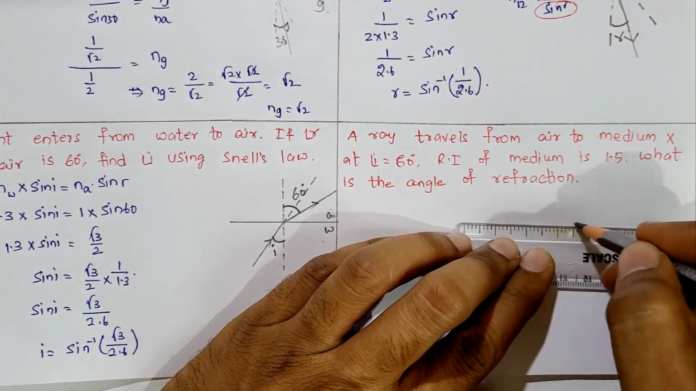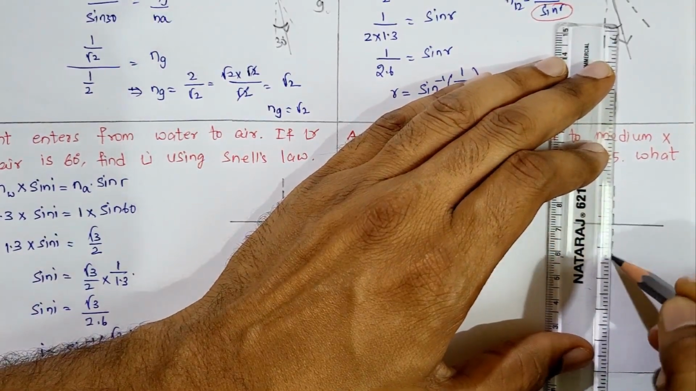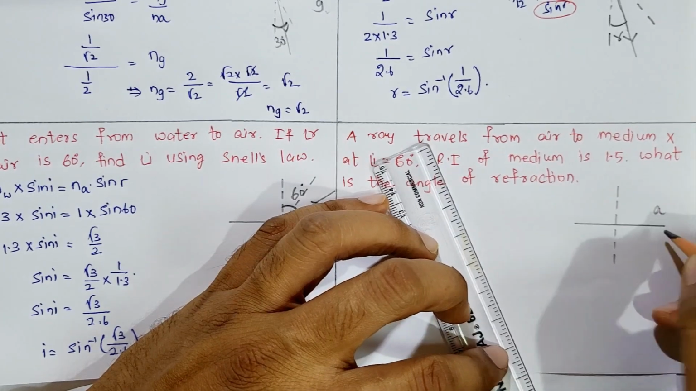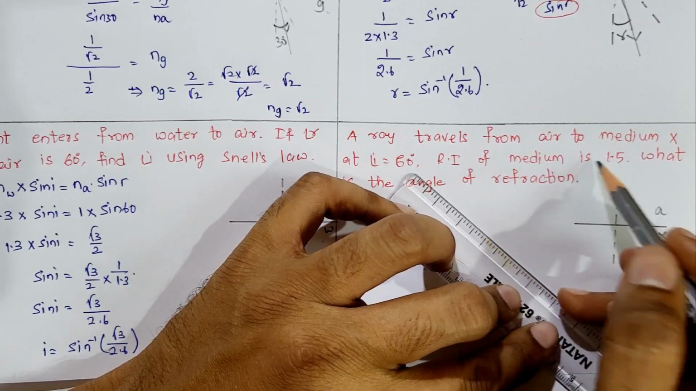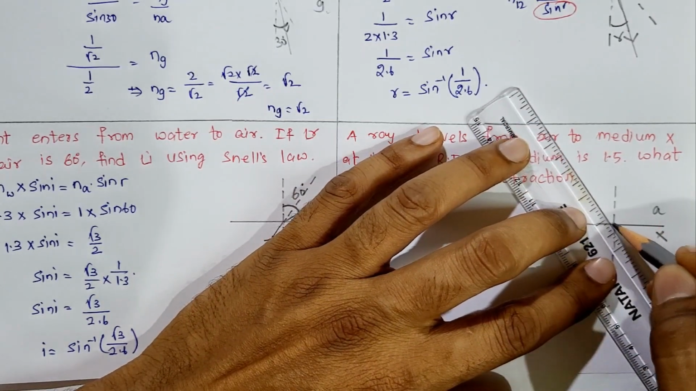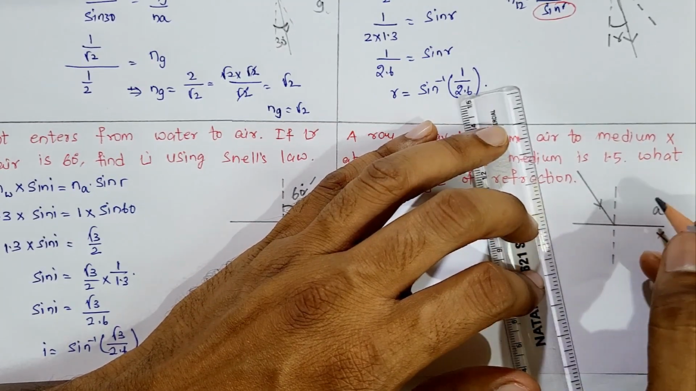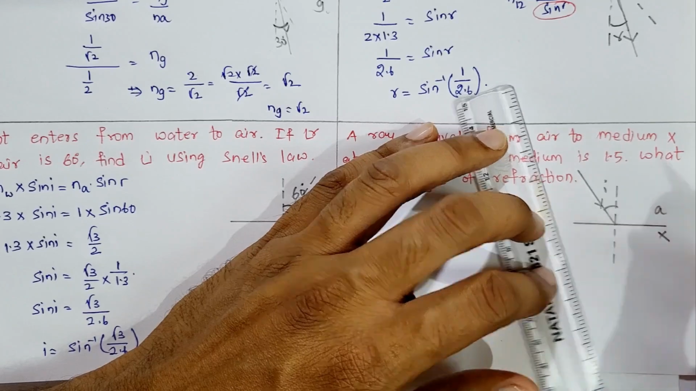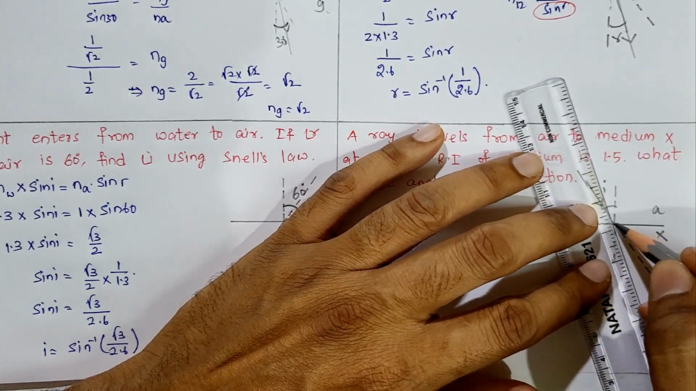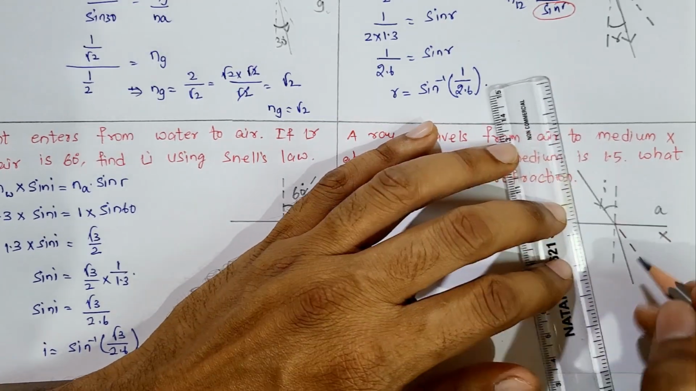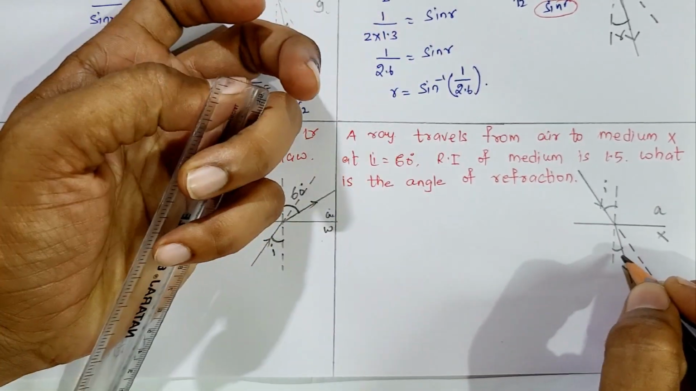Let us draw the diagram. They did not mention any angle now. This is air medium and this is X medium. Light is passing from air to X and the refractive index of the medium is 1.5. 1.5 means more than 1, so the light ray will bend towards the normal. This is the angle of incidence. The refracted light ray will bend towards the normal and it will be passing like this. Okay. Now we have to find the angle of refraction.